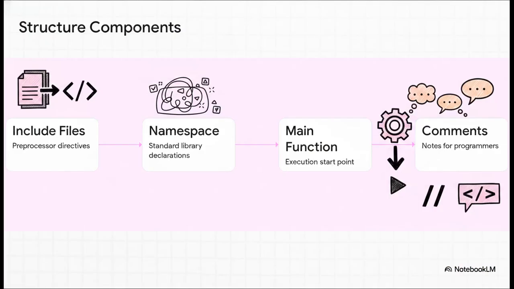To really wrap our heads around this code structure, I want you to think of a formal letter. If we visually walk down the anatomy of our code from top to bottom, we're going to find these exact 4 components. Step 1, include files. Step 2, namespace. Step 3, the main function. And step 4, comments. Let's dissect them one by one.